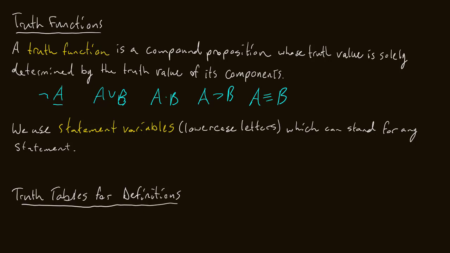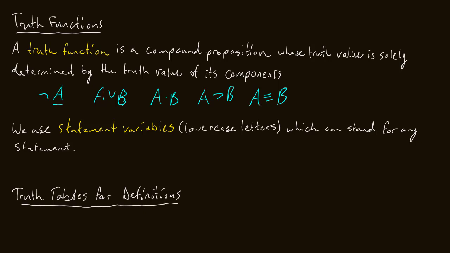We still have to talk about statement variables. Now, what are statement variables? We use statement variables, which will be lowercase letters. Most often you'll see P, Q, R, S, and if you need more, you can obviously use more. We'll try to stay away from X, Y, and Z because we're going to use those way later. But for now, we use statement variables, which can stand for any statement. So what do I mean by that?